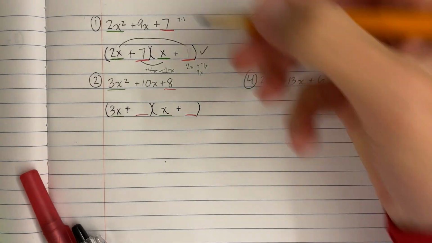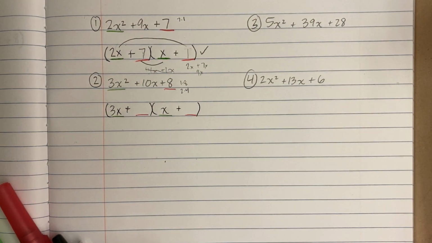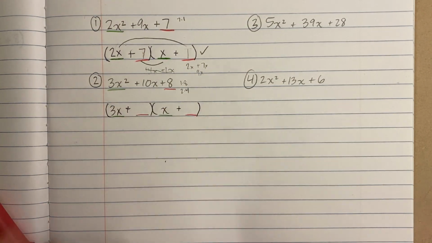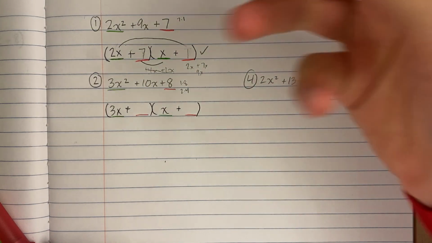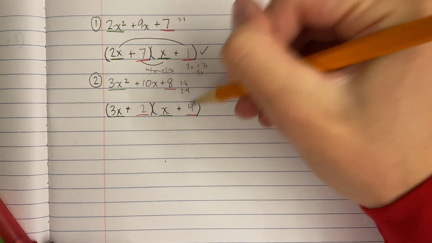Now, numbers that multiply to 8, that could be 1 times 8, could be 2 times 4. So we're just going to start trying possibilities. We basically have 4 possibilities: 2, 4, 4, 2, 1, 8, 8, 1. And we're just going to see which one gets us that 10x in the middle. So let's go ahead and try 2 and 4 first.